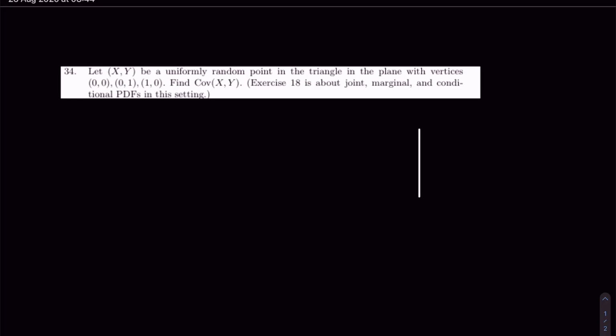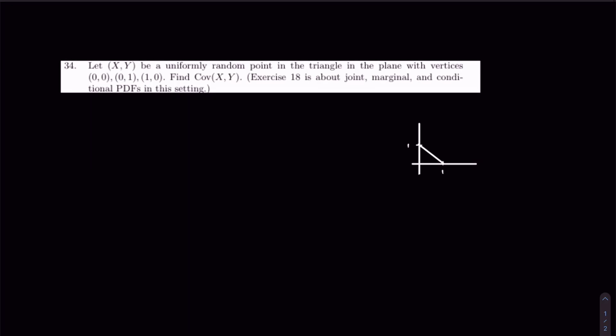So let's just write out the triangle of interest. It starts at (0,0), goes to (0,1). This is where x is, and it goes to another 1 in this direction. It's a little better, not totally symmetric, but this is how it looks. All right, so the point is in the triangle, and everything goes within this triangle.